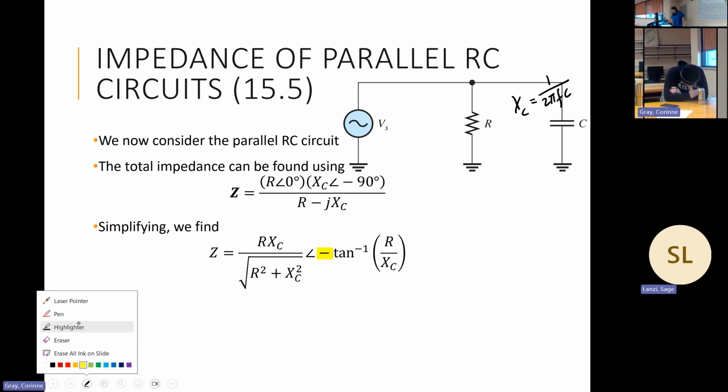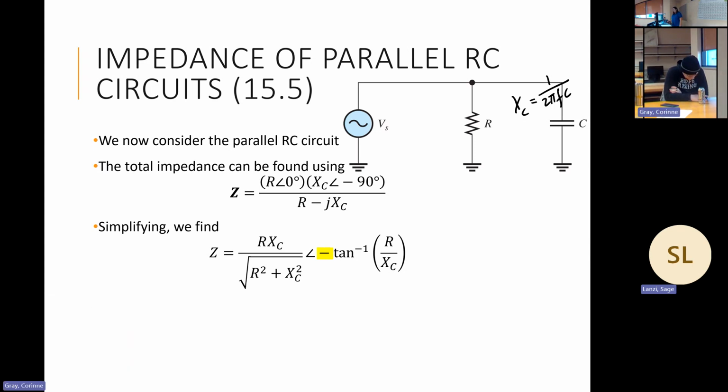Any questions so far on the parallel RC circuit?